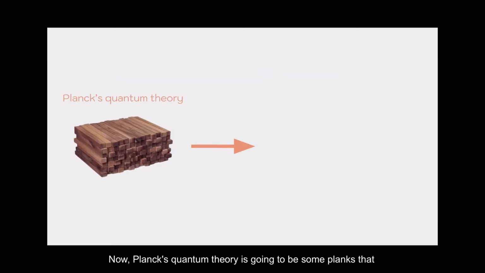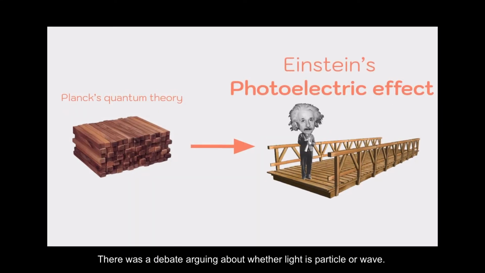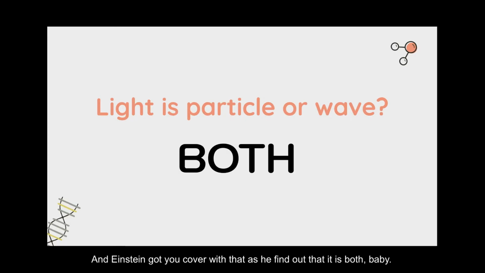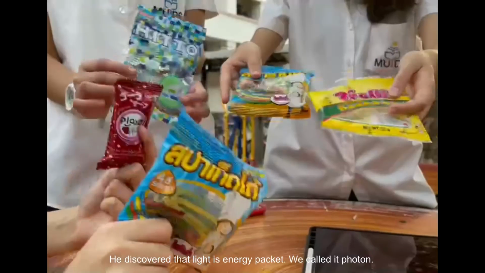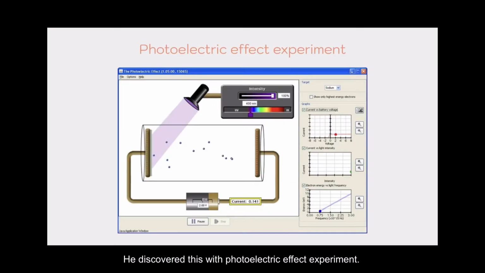Now, Planck's quantum theory provided some planks that helped make a bridge for Albert Einstein's discovery of the photoelectric effect. There was a debate about whether light is a particle or a wave, and Einstein got to cover that and found out that it is both. He discovered that light is an energy packet. We call it a photon. Light sometimes behaves as a particle and as a wave as well. He discovered this with the photoelectric effect experiment.